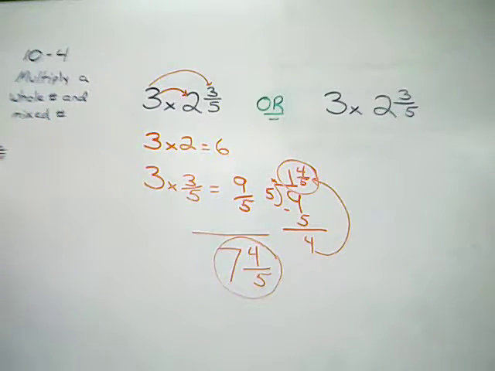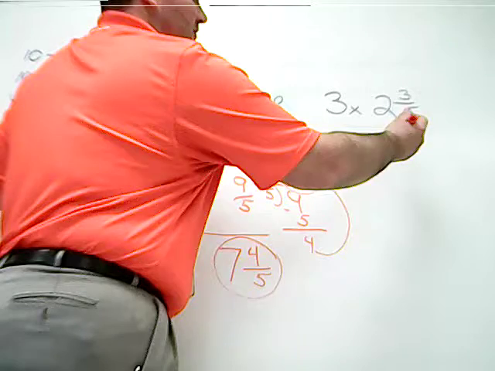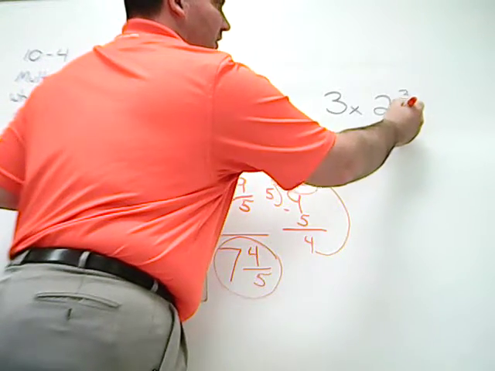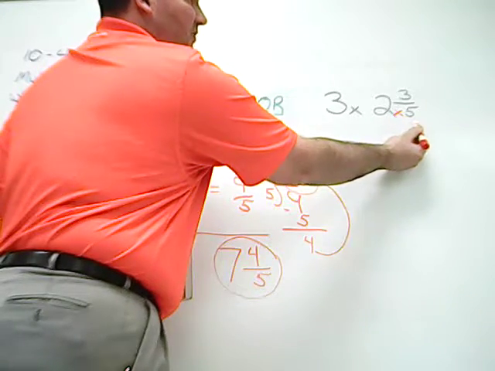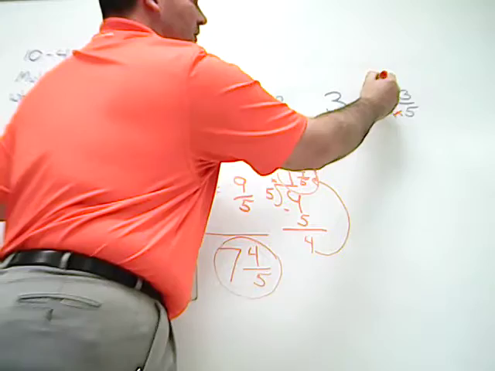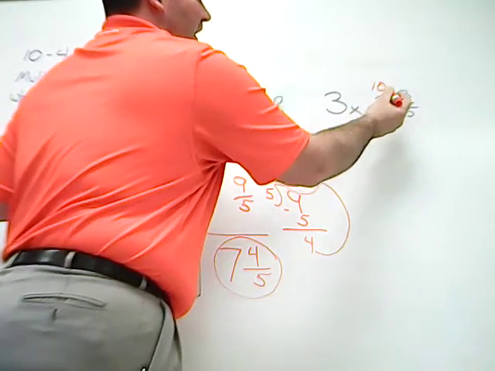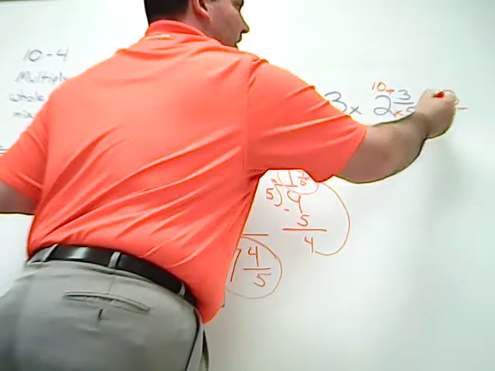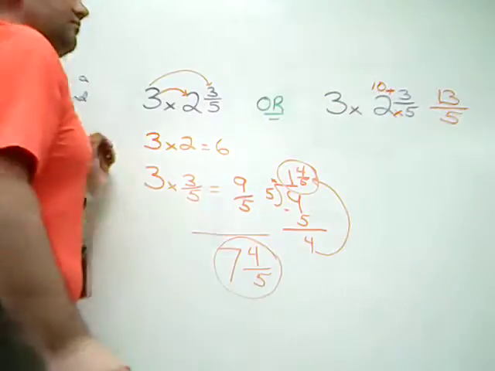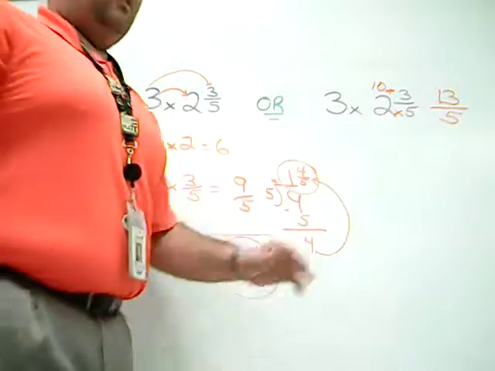The second strategy you could use is changing this mixed number into an improper fraction right away. As we talked about in class, the way to do that is to multiply your denominator times your whole number. So in this case, 5 times 2 is 10. Then I'm going to add my 10 plus 3 and get a new fraction of 13/5. I'm going to multiply my 3 times my 13/5.